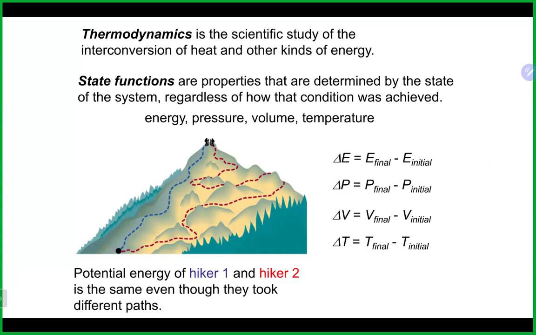There's only really two things that are important in terms of state functions, and that is where you begin and where you end, basically final and initial state. So if we look at these hikers, for example, they both started here. They both ended up here at the top of the mountain. In terms of their potential energy, they basically have the same potential energy at this point, even though they took different paths. The guy in blue took the more direct route. The guy in red took the scenic route around the mountain to get to the top.